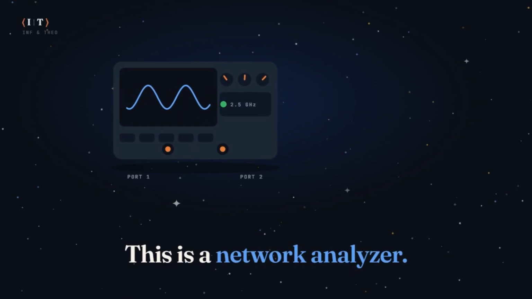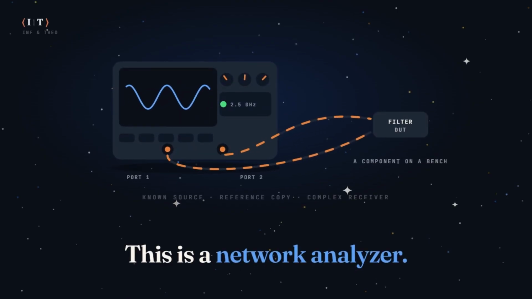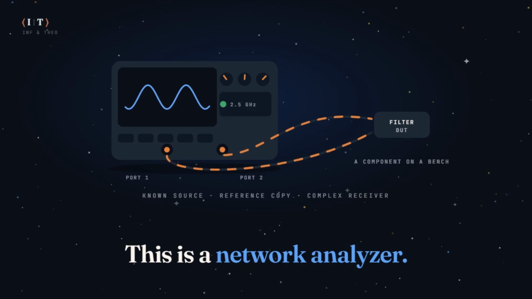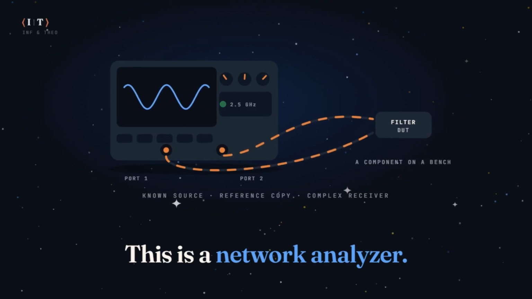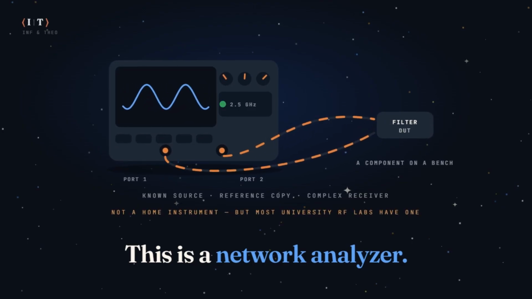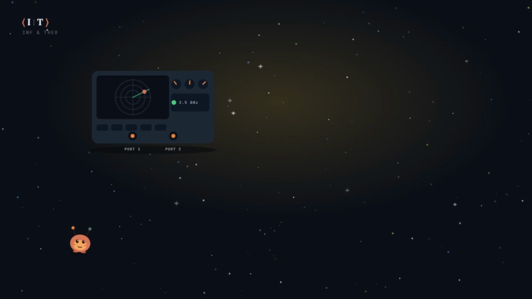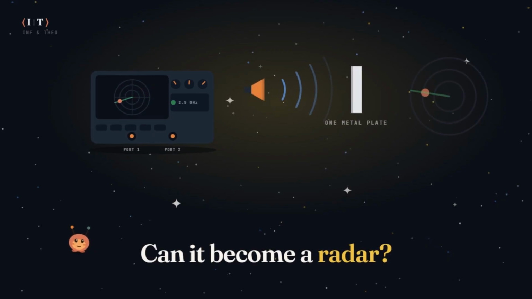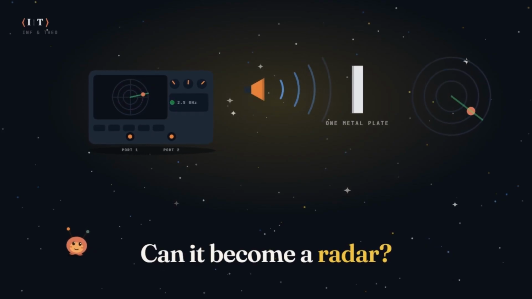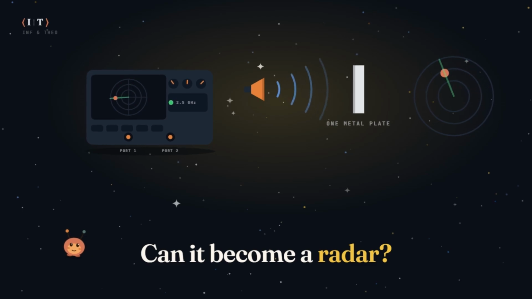This is a vector network analyzer. Its day job is measuring cables, filters, and amplifiers. You probably do not own one, but if you are a student, your university RF lab does, and one afternoon on it is enough. So here's the build. One antenna, one metal plate, and one question. Can an instrument see something move across the room?